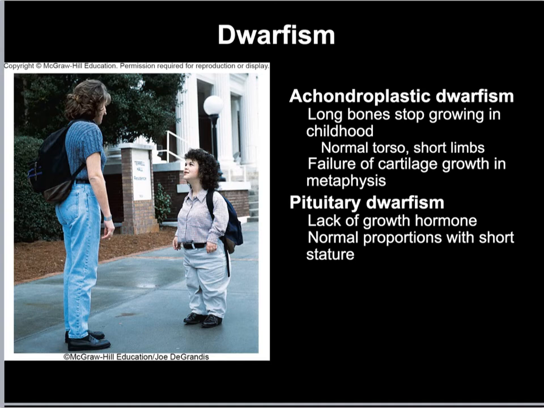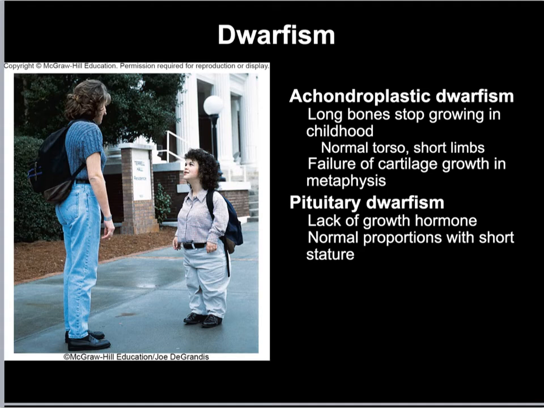Achondroplastic dwarfism. A means without, chondro means cartilage. And so with achondroplastic dwarfism, what happens is that you never have your pubescent growth spurt. So your long bones never grow longer.